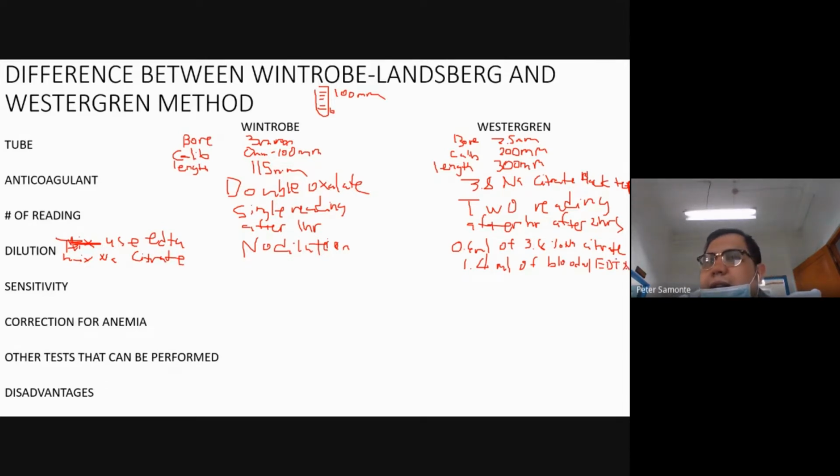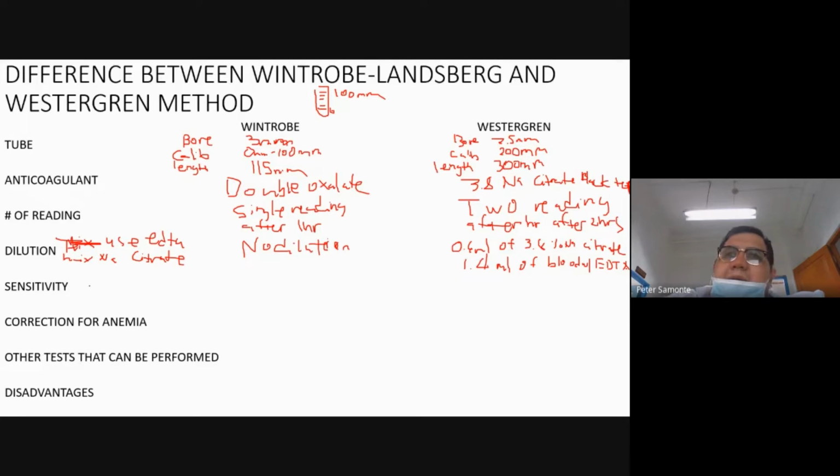Examples lang yan, class, in cases na wala kayong black top. Ang EDTA meron kayo. If you know how to prepare sodium citrate concentrations or mixture, pwede mong gawin yan. So you could use 1.4 ml ng whole blood nyo, yung blood na may EDTA. Then you're going to mix it with 0.6 ml of 3.8% sodium citrate.